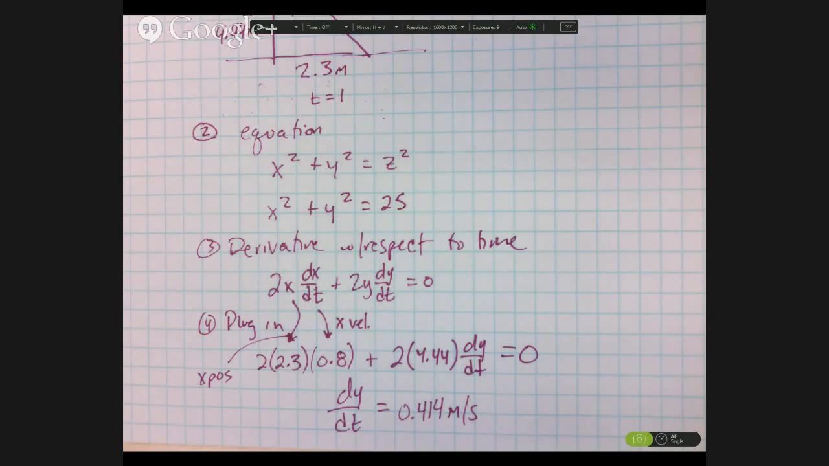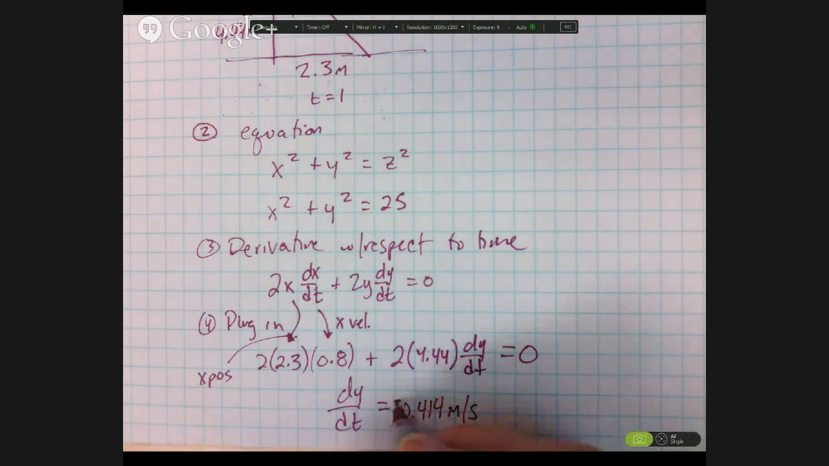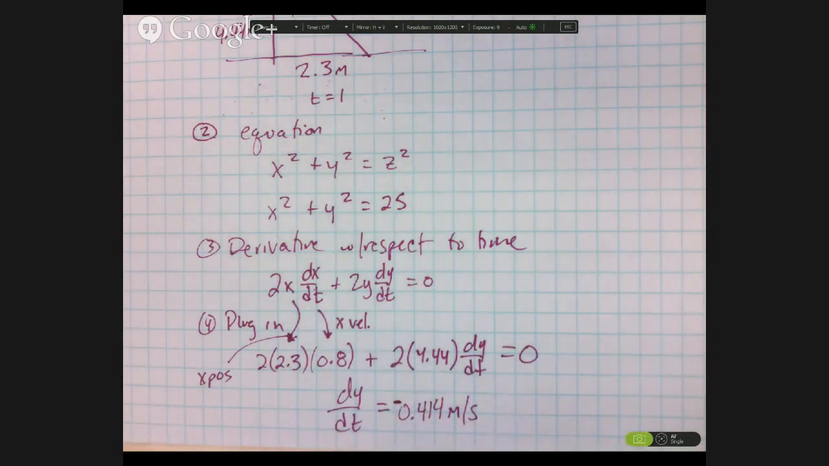Oh, it's negative. But how did you get that? I got a different answer for that. Did you specify when you were dividing that as parentheses 2 by 4.44? Yes, I used parentheses. So what would change if we were finding the rate of change from the bottom of the ladder? It wouldn't change.